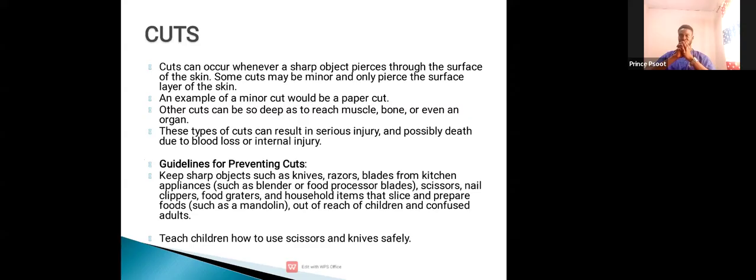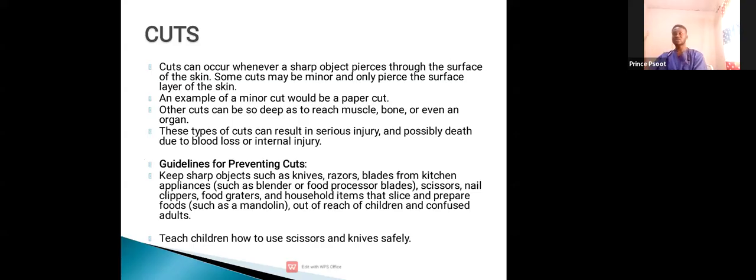Out of reach of children and confused adults. I repeat this point to make it more understandable. You keep all sharps away from reach, like knives, blades, razors, all the blades in the kitchen, like the blender blades, the food processor blades, scissors, nail clippers, the food graters, the household items that slice and prepare food.